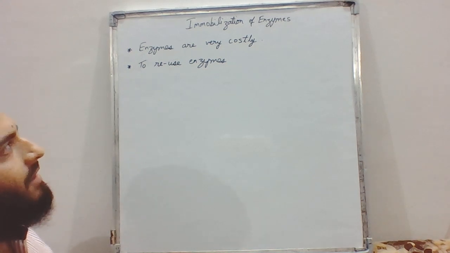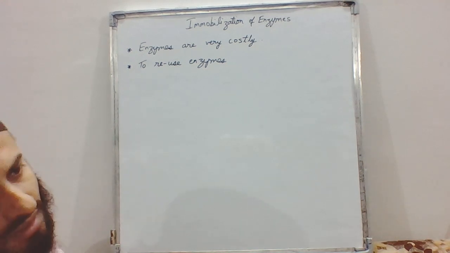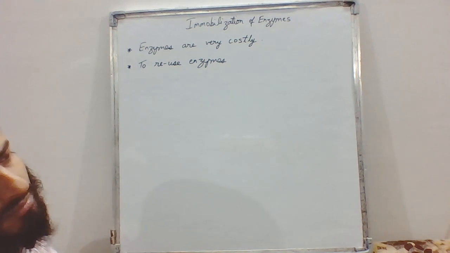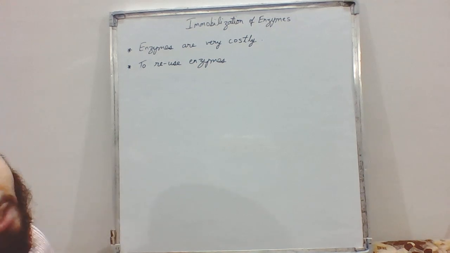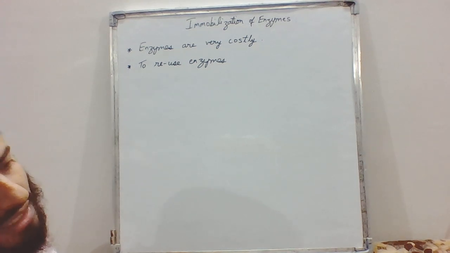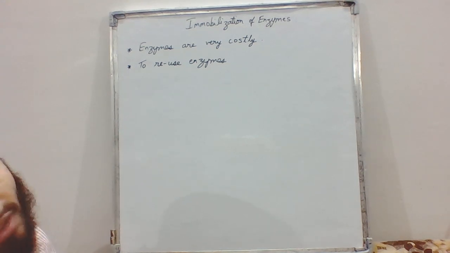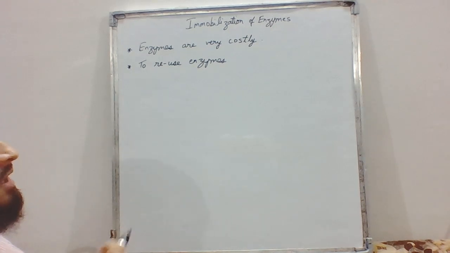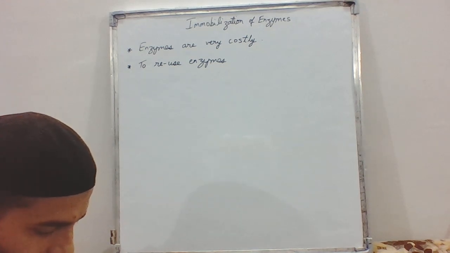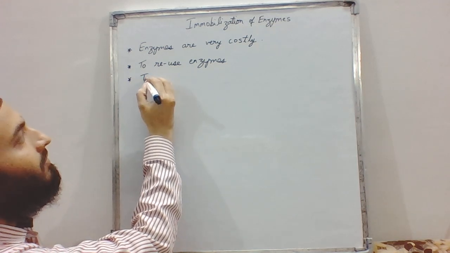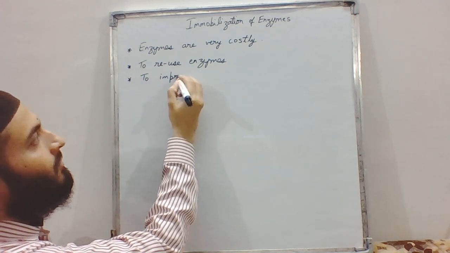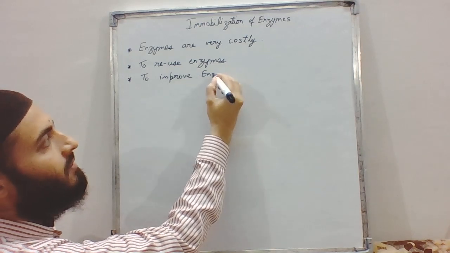Immobilization is done in many ways. Again, we are adding another step of immobilization that of course increases the cost, but it is a one-time expenditure. It can come into the capital expenditure, and we can use this immobilized enzyme several times. So overall the cost of the whole process is reduced. Immobilization is also done to improve enzyme performance.